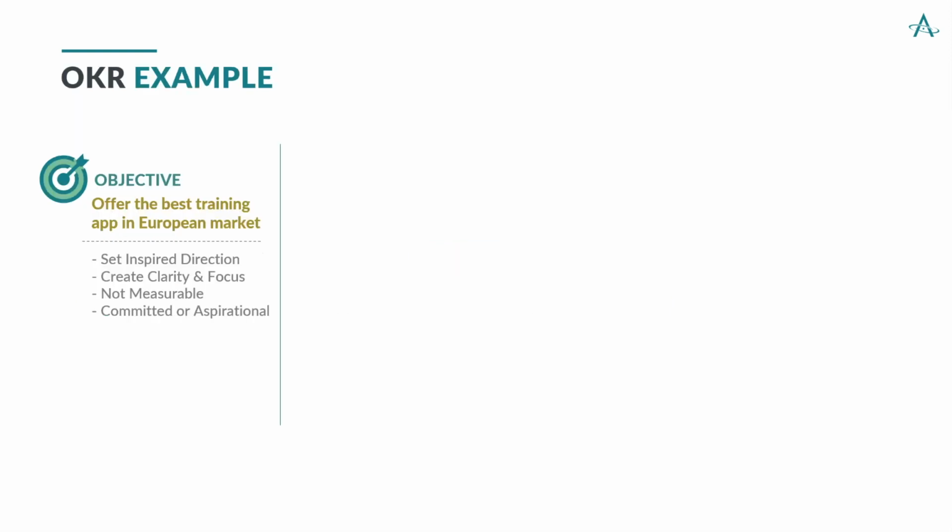So let's take an example of an OKR. Let's say that we are an application development company, and our objective is to offer the best training app in the European market. So it sets an inspired direction, it creates clarity and focus, it isn't specifically measurable, and sometimes these objectives are committed objectives, meaning you have over 90% certainty you're going to achieve it. And sometimes they're aspirational or moonshot objectives, where you don't even know what it's going to take to get there, but you want to try.